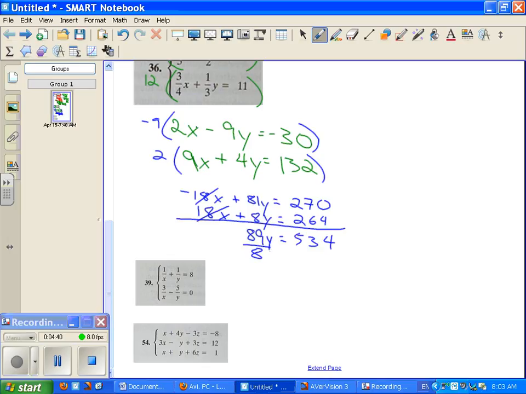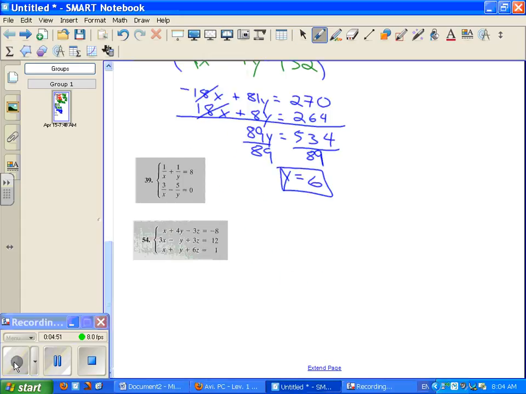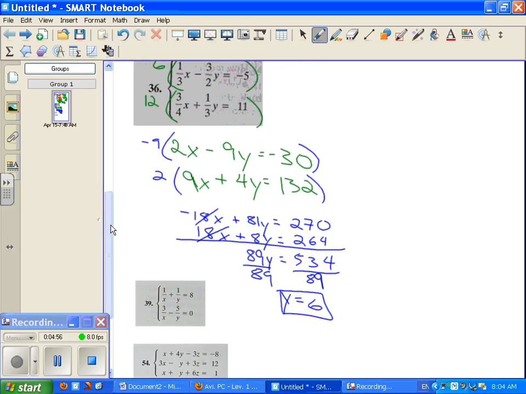Okay, divide both sides by 89, and we're hoping that goes in there evenly. Come on. 6. Alright, so that works out well. Comes out to be 6. Alright, now we get to plug that back in wherever we want, preferably wherever the numbers are the smallest. Maybe this one. Yeah. So if I go 2x minus 9 times 6 equals negative 30. So 2x minus, what is that, 54 equals negative 30. Add 54 to both sides.